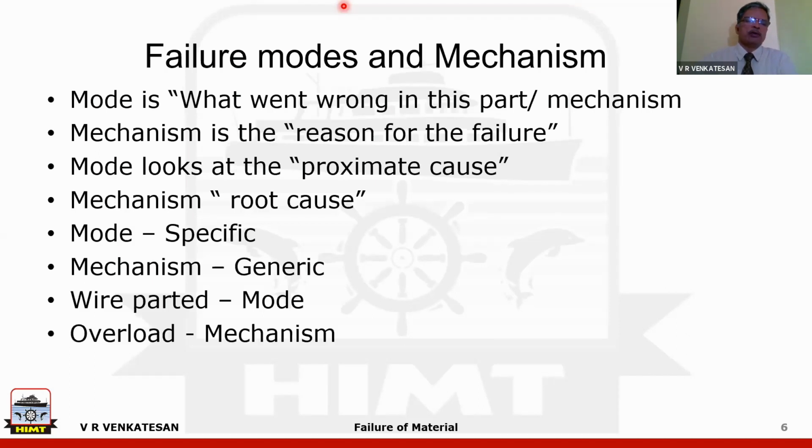Then what is the reason for this failure? One reason is overload. The wire rope was overloaded, and because of the overload, the rope parted. So that overloading is called a mechanism. This is the difference between what is called mode and what is called mechanism. There are different books which will not discuss this difference in too much detail. The same word will be used in an interchangeable way. But generally, the understanding is that modes and mechanisms mean slightly different things.